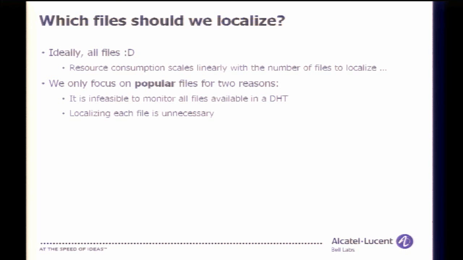But at the same time, localizing the traffic for each file is not necessary. In order to have traffic localization, you need to make sure that there are at least two peers located in the same ISP. So if you're thinking about a very unpopular file, maybe you have 10 copies all around the world, the probability that that file is going to be available in your ISP is very low.